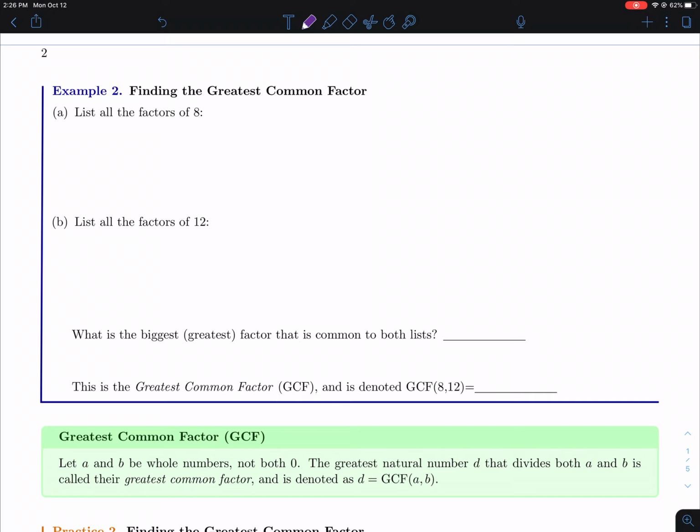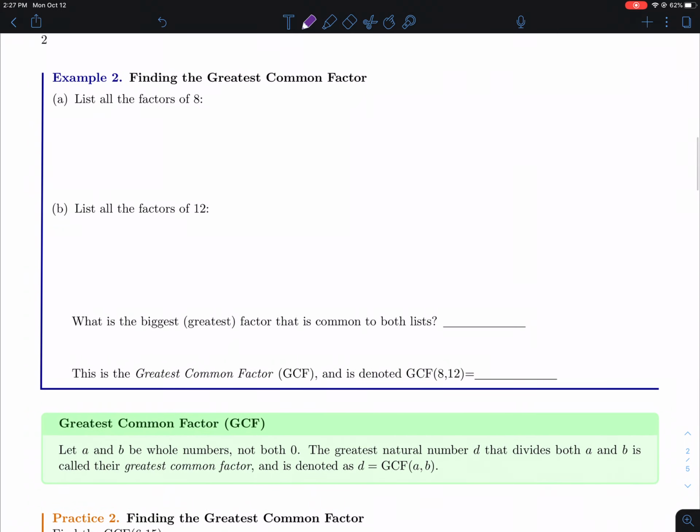Again, this is similar to what we did in section 1. In this case, we want to list all the factors of 8, all the things that divide into 8 evenly. 1 should be on every list of factors because 1 divides everything evenly. So 2 goes into 8, 4 goes into 8, and then you always want the number itself, because the number itself always divides itself also. So 1, 2, 4, and 8 are the only factors of 8.